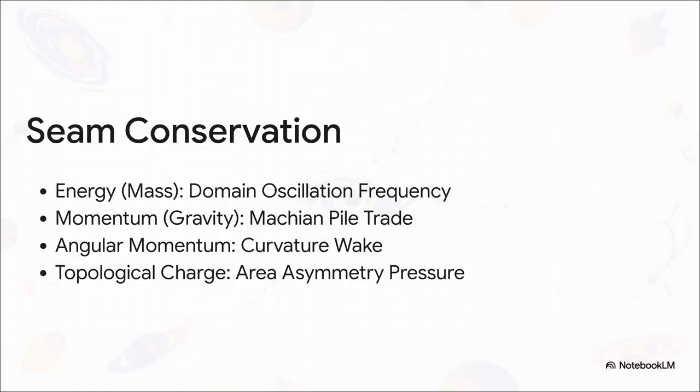This is the incredible point where the microscale of particle mass and the macroscale of cosmology perfectly, elegantly align. Every major physical phenomenon we've discussed today is strictly a mechanism for the universe to balance its topological ledger. Mass is just domain oscillation frequency. Gravity is continuous momentum trade. Dark matter is the curvature wake of particle spins. And dark energy is the pressure of area asymmetry. It is a completely, perfectly conserved, closed-loop system.